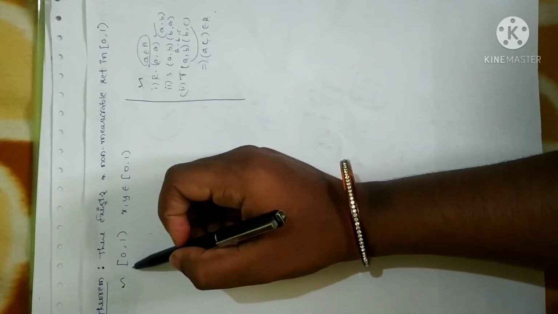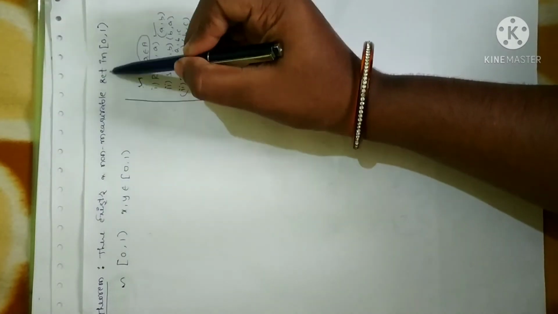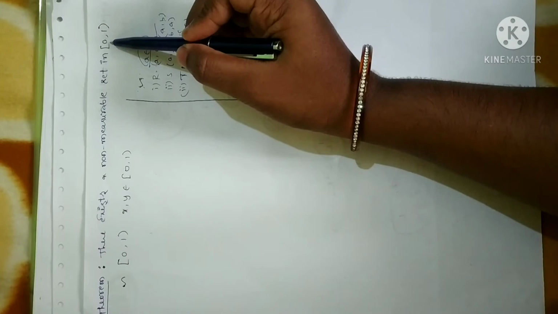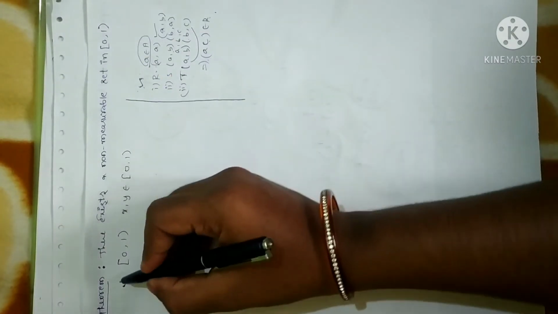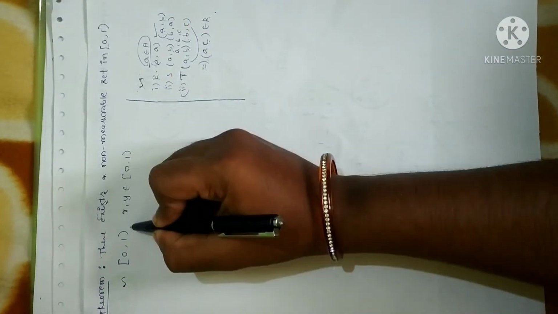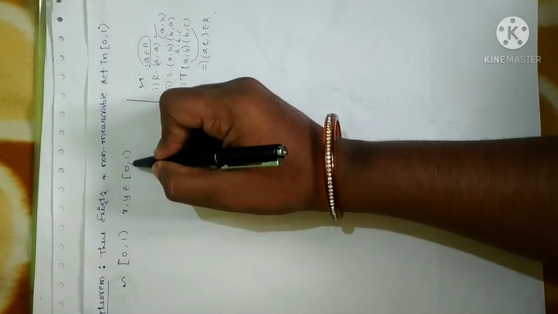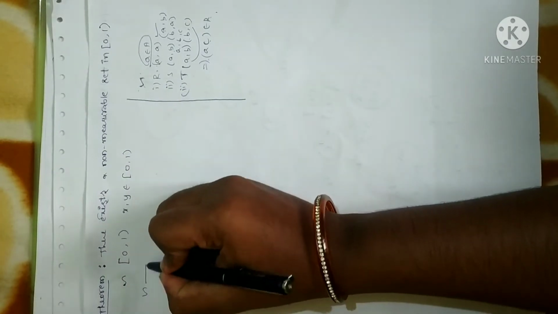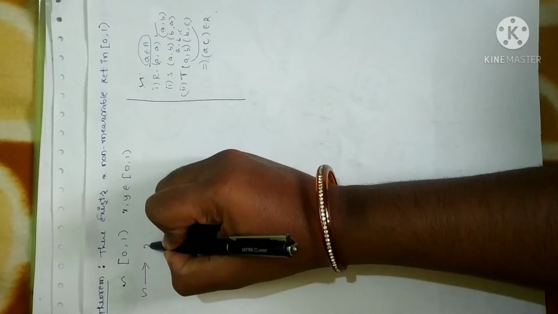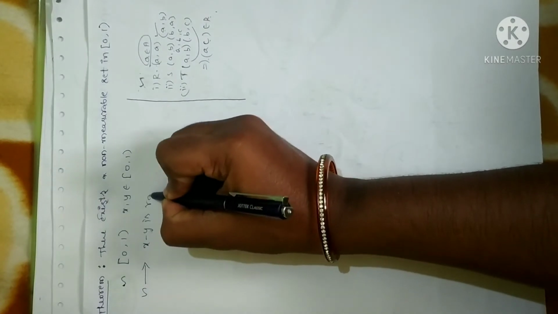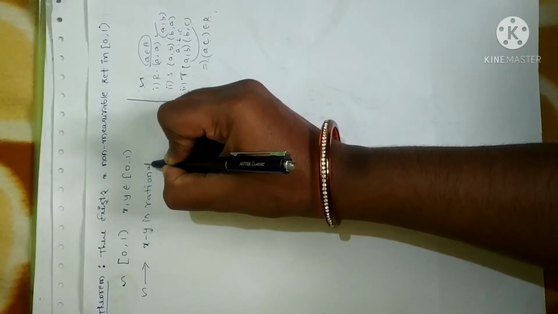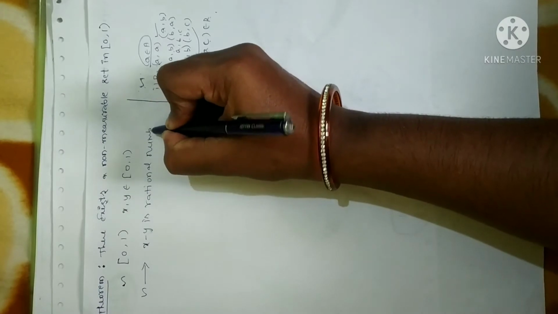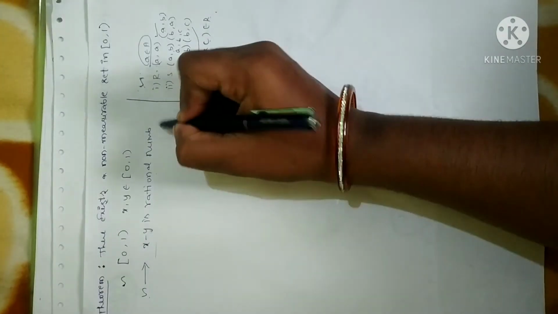Now, I have to prove there exists one non-measurable set in this interval. So let me define an equivalence relation in this interval, and let me take two elements in this interval. I'll define a relation in this interval as: x minus y is a rational number. Rational number in the sense of any number which is of the form p by q. Fine, I have defined a relation such that x minus y is a rational number.